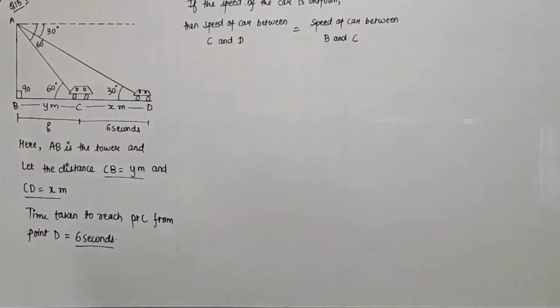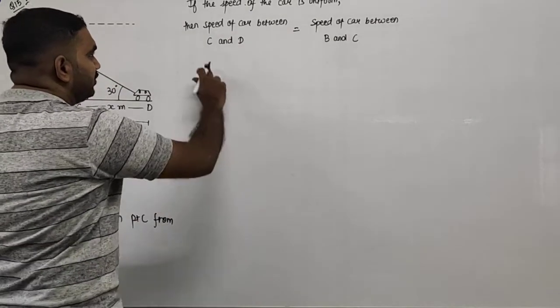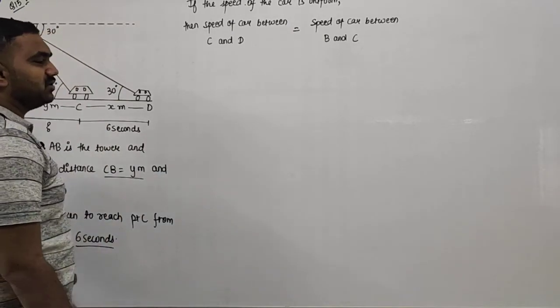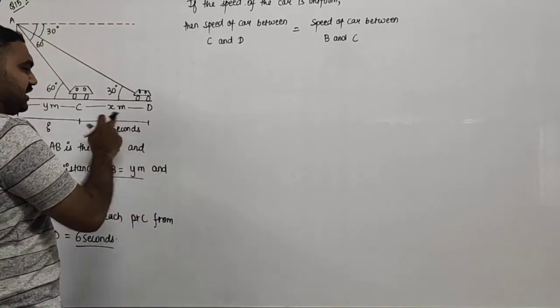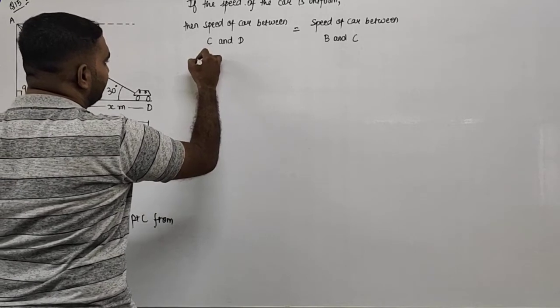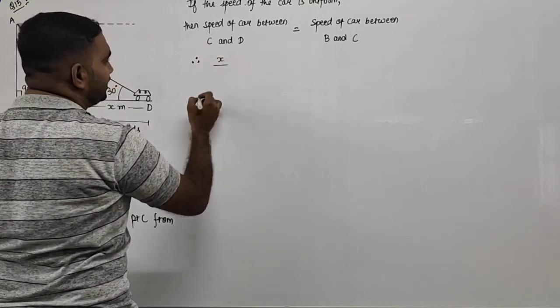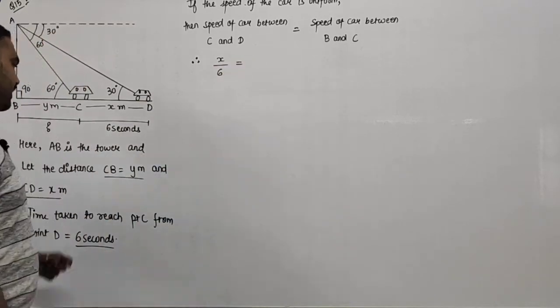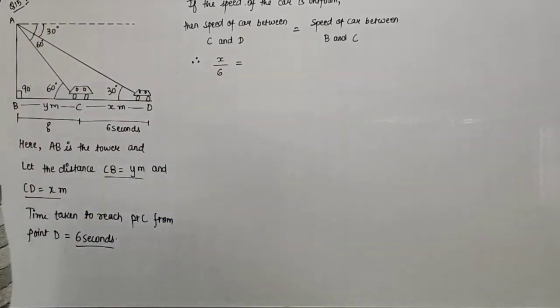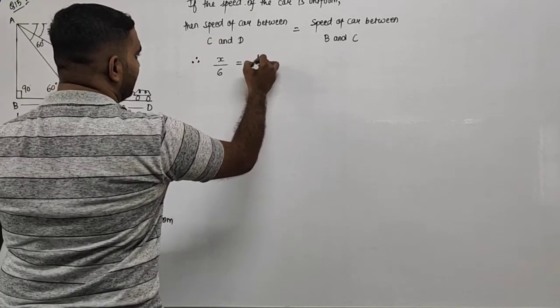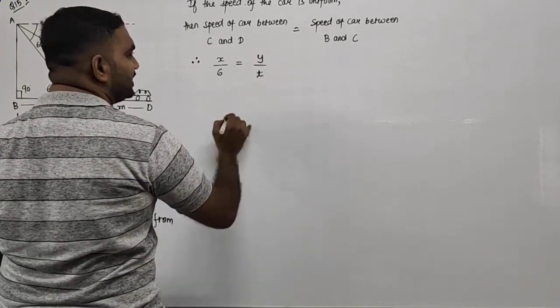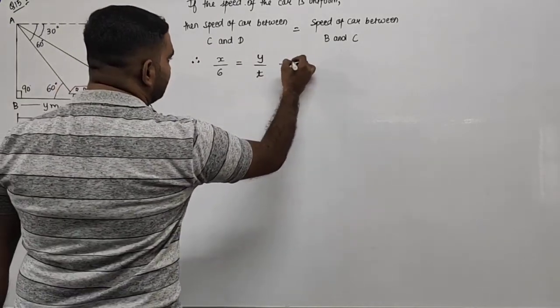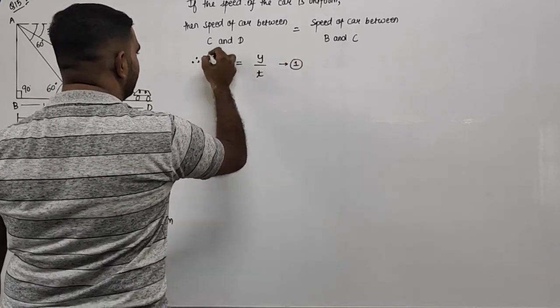Right? Now we know the relation as we studied in physics. What is speed? Distance traveled divided by time taken. So what is the distance traveled between C and D? X. Therefore X divided by what is time taken? 6 is equals to what is the distance traveled between C and D or B and C? Y divided by the time taken. Let us say that is equals to T. This is result number 1.